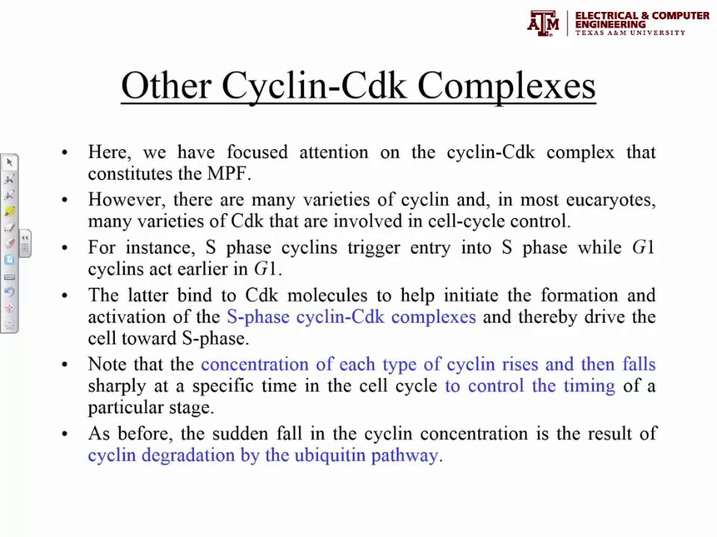Note that the concentration of each type of cyclin is going to rise and then fall sharply at a specific time in the cell cycle to control the timing of a particular stage. So this is like the clock that you have in a computer. So as before, the sudden fall in the cyclin concentration is the result of cyclin degradation by the ubiquitin pathway.